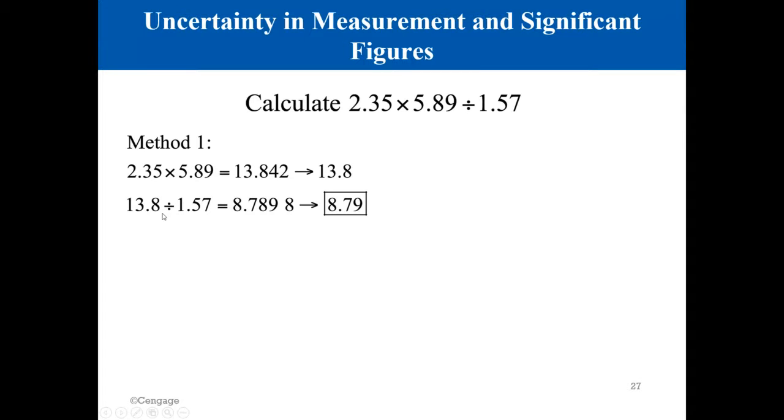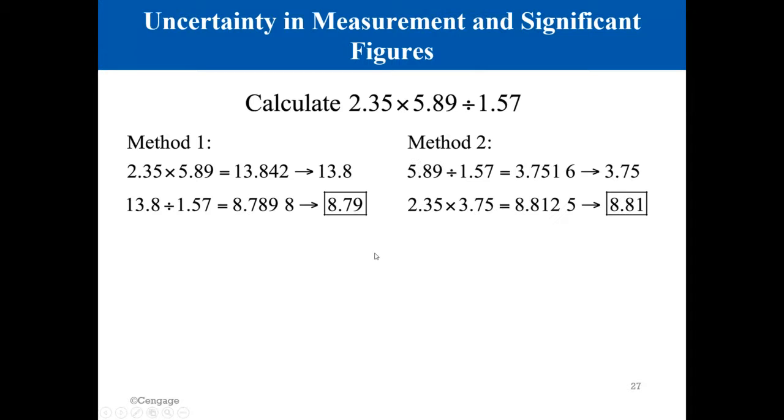Again, we have 3 significant figures. Although the calculator told us it is 8.7898, we only care about 3 significant figures. So you round this. Yes, 8.9 can be rounded. So now it is 8.79. That would be the answer. Okay.